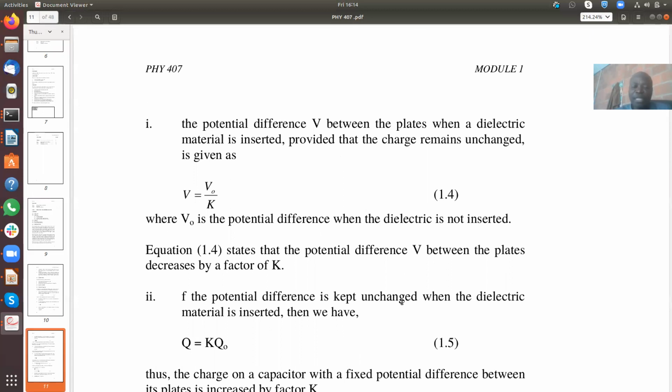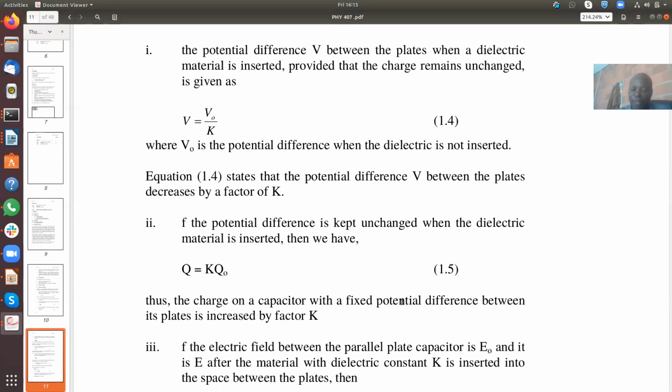If the potential difference is kept unchanged, that is, the potential difference is uniform when the dielectric material is inserted, then we can write this equation in terms of the charge that flows through. So we can say that Q is equal to K Q naught. Thus, the charge on the capacitor with a fixed potential difference between the plates is increased by a factor of K.